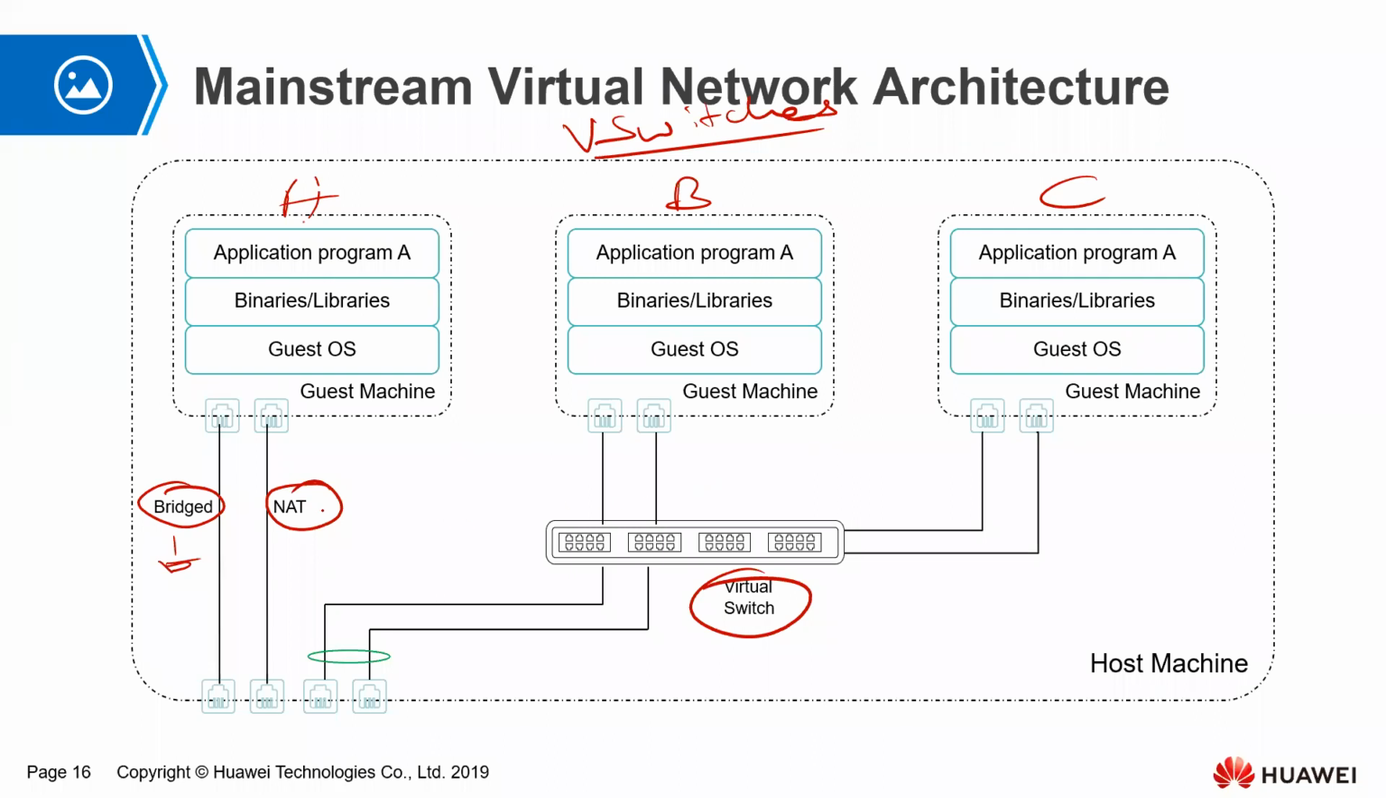And then we have NAT. In NAT, some kind of address translation is done, and then you are able to communicate effectively. The network bridge also helps us. It has the advantage of MAC address learning. It learns the MAC addresses.